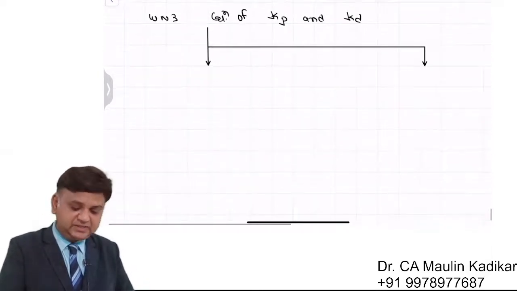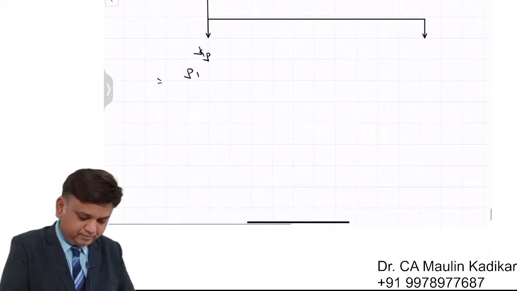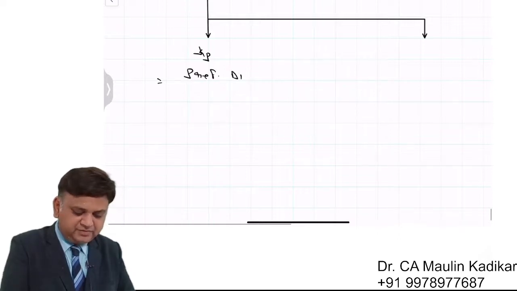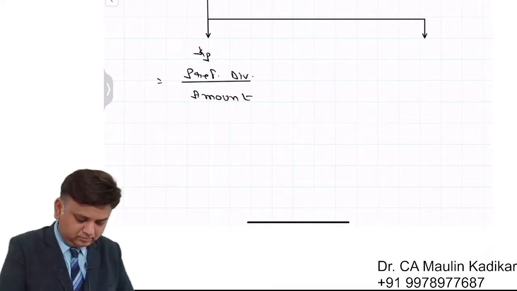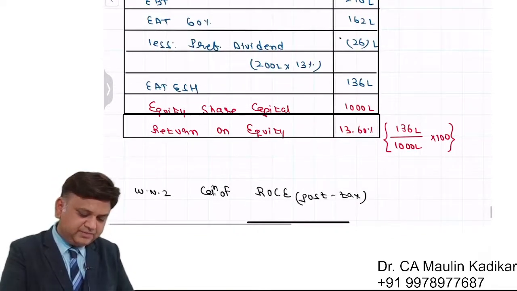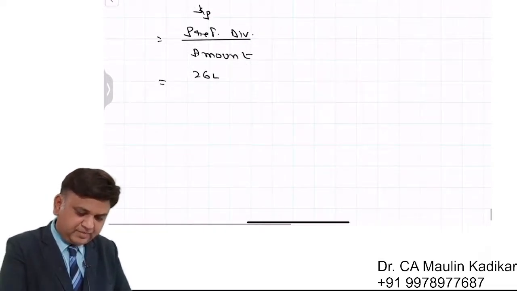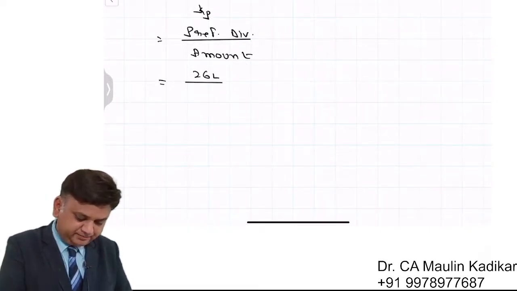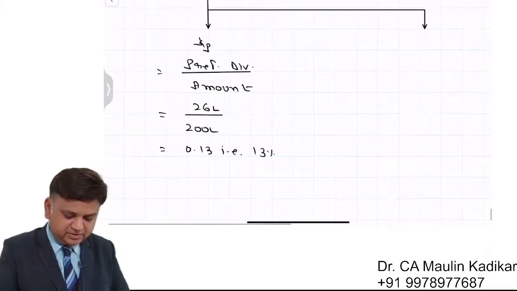So as far as the KP is concerned, it is preference dividend divided by amount. We have been provided with the information that the preference dividend is 26 lakhs divided by 200 lakhs. That comes to 0.13, that is 13%.